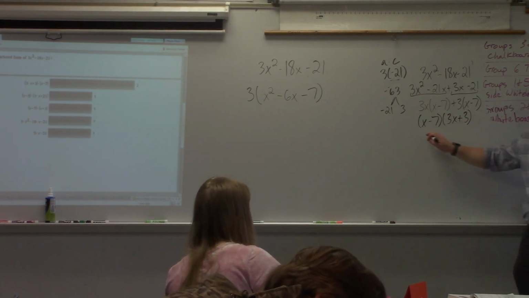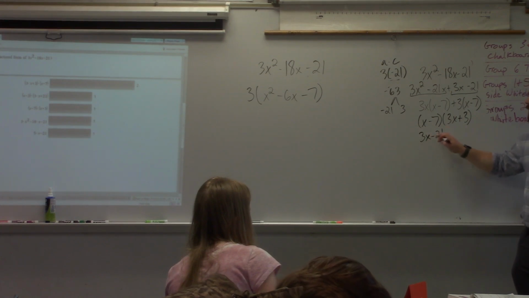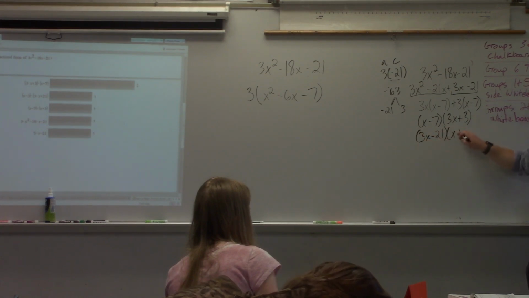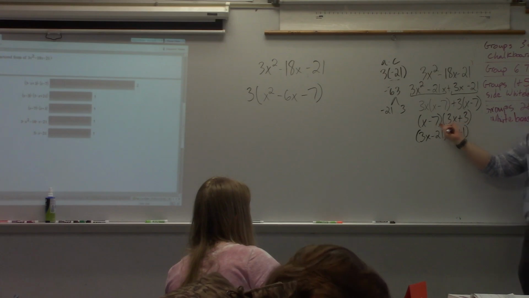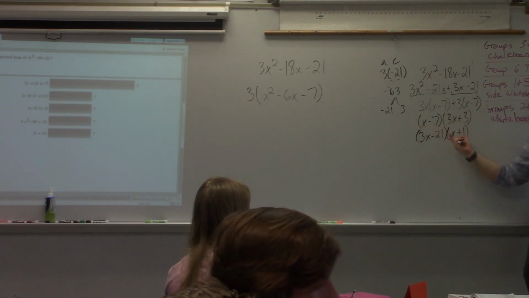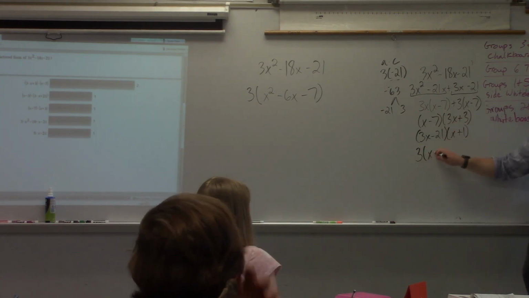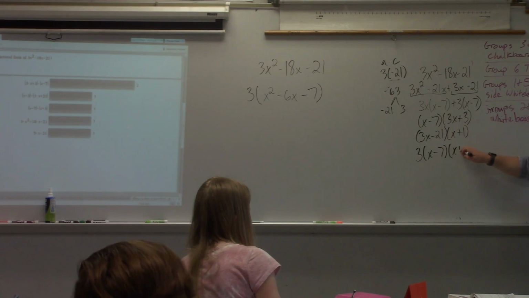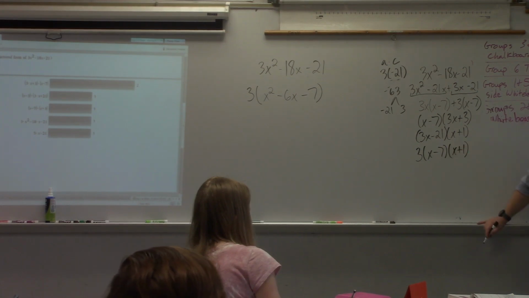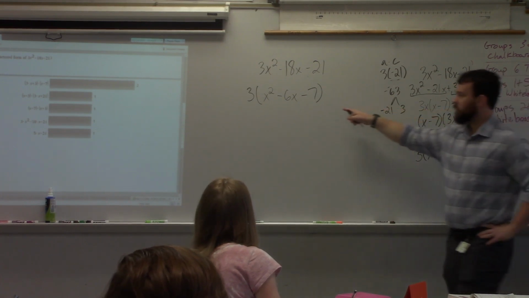Notice you may have actually gotten 3x minus 21 times x plus 1. And that's because that factor of 3 was over here. Both of those would be equivalent, but I can factor that common factor of 3 just out in front, and I'd be left with x minus 7 times x plus 1. That's the true factored form of this quadratic, or the simplest. Would I accept these 2? Yes. They're just harder than doing this one.